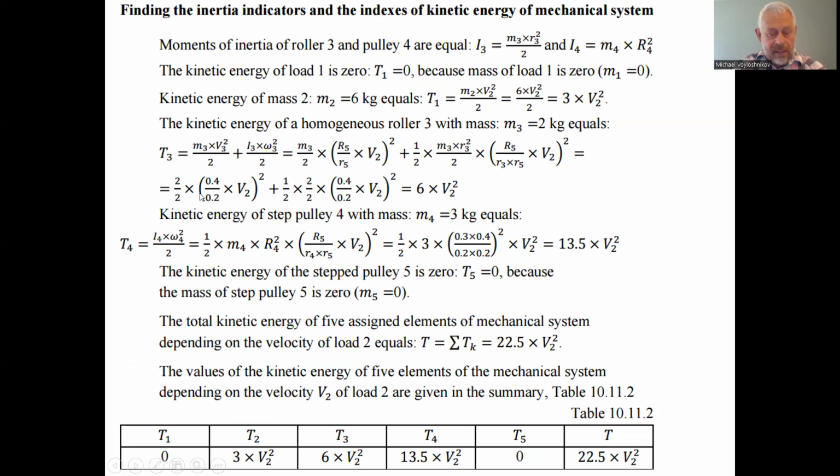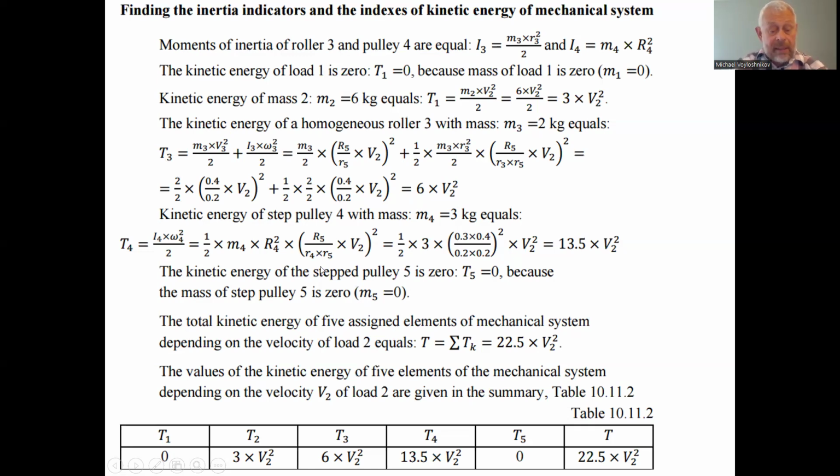So after the set of the data assigned, we can gradually define. We said the mass, the radius, this 2 comes from the formula. As well, we have the factors and the mass and the radius proportion, etc. So gradually we come to the dependence of the kinetic energy of the roller total, which is 6 by v2 squared, with the variable being the velocity of the second load we have to find within the system.